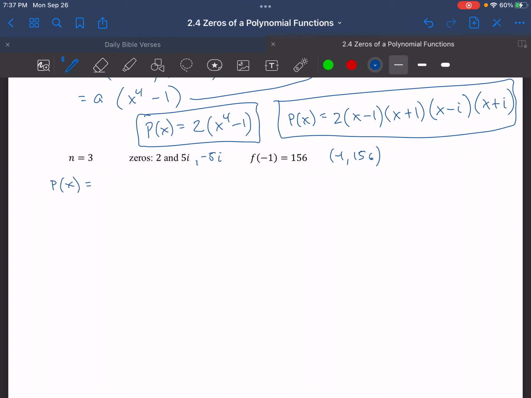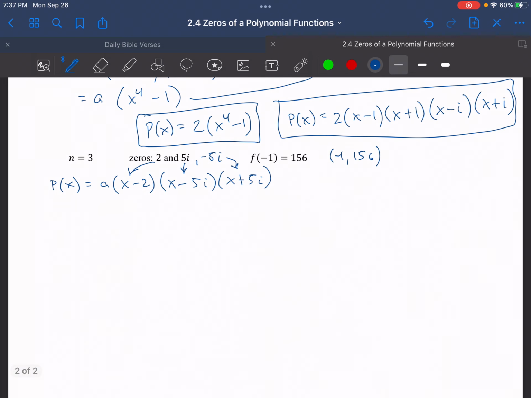P of x is a times x minus 2 times x minus 5i times x plus 5i. Okay? That one gives us that one, that one gives us that one, that one gives us that one. Okay? Now we can go ahead and start multiplying this all together.